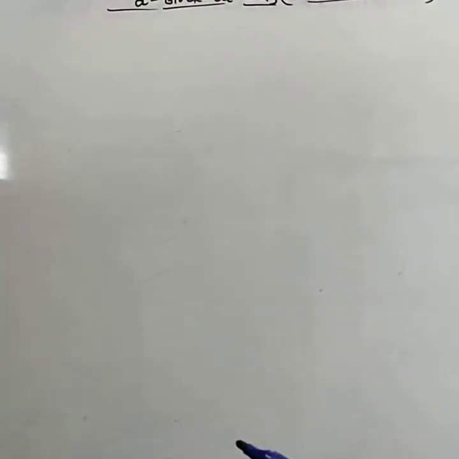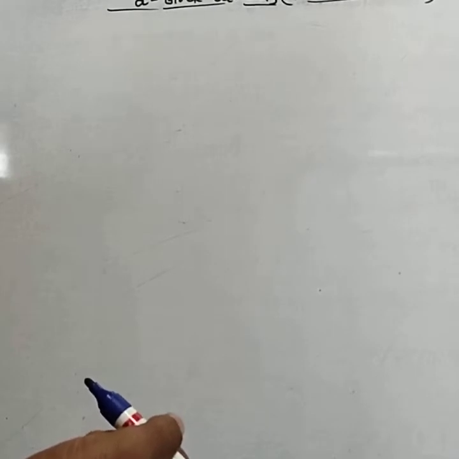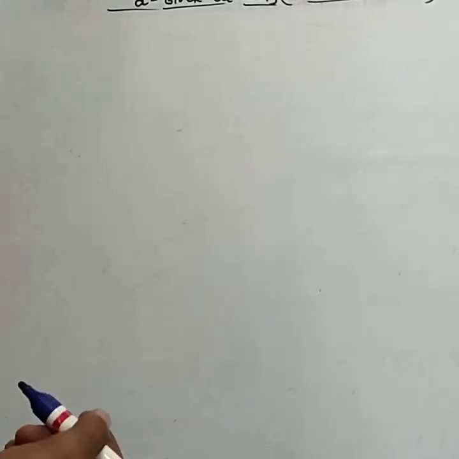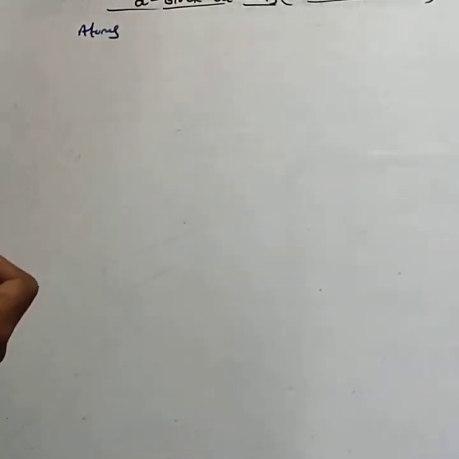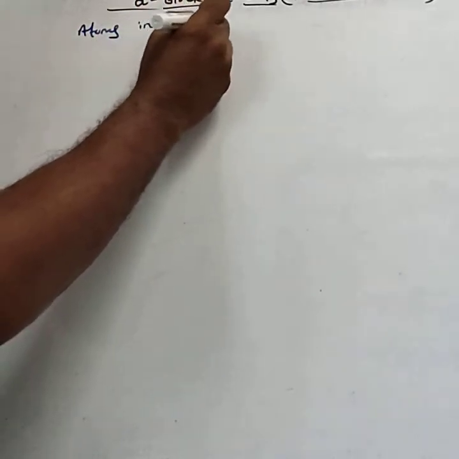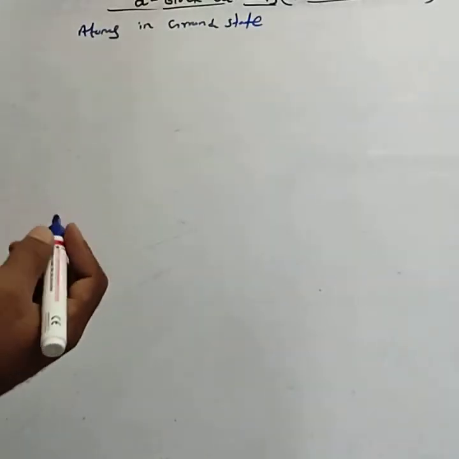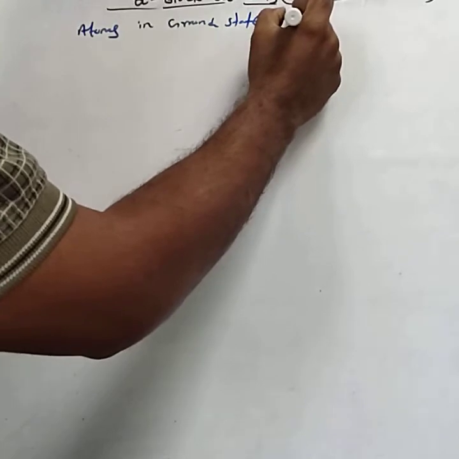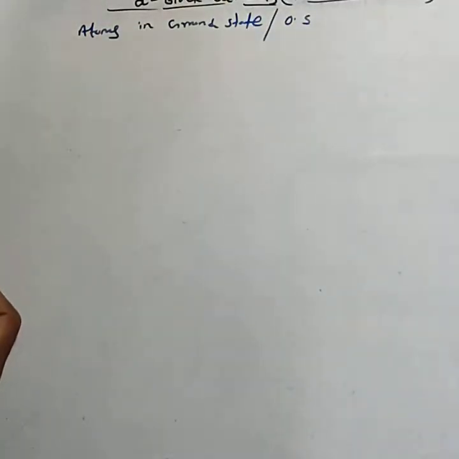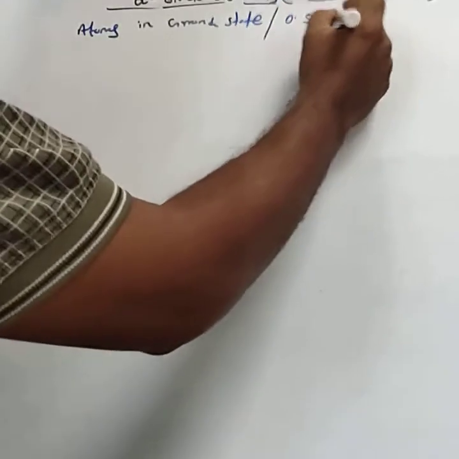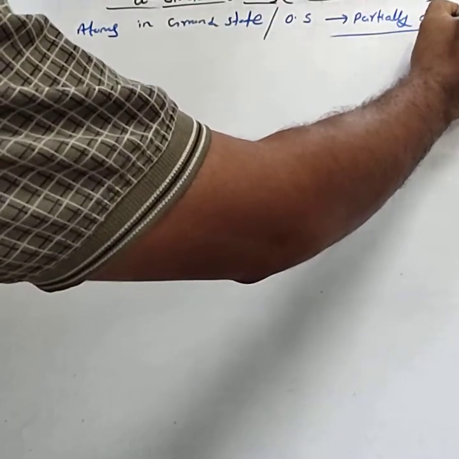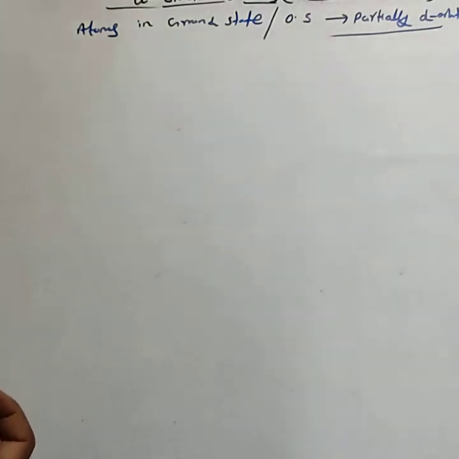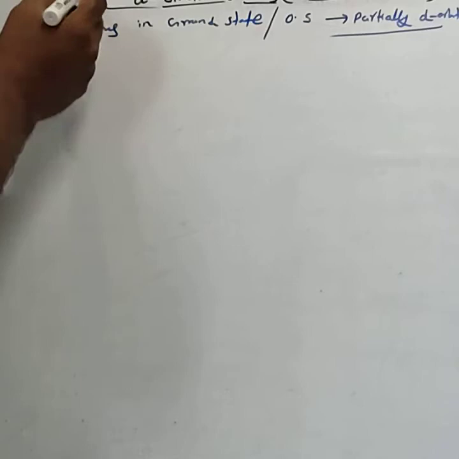Hello students, from this class onwards we can start a new chapter called D block elements. D block elements are also called the transition elements. The D block elements can be defined as the elements whose atoms, in the ground state or in any one of its oxidation states, have partially filled d orbitals. Those elements are called the D block elements.